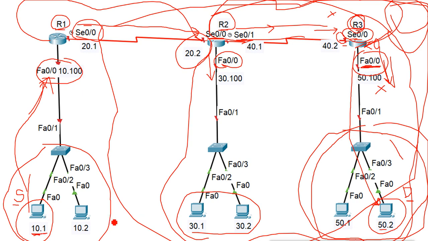So whenever we want to apply the standard list, the guideline is to apply the standard list to the nearest router of the destination and the nearest interface of the destination.